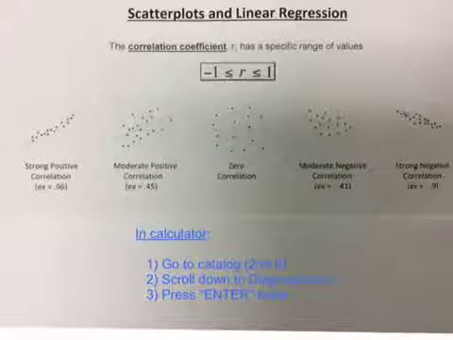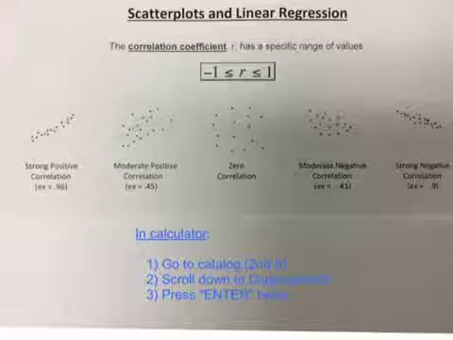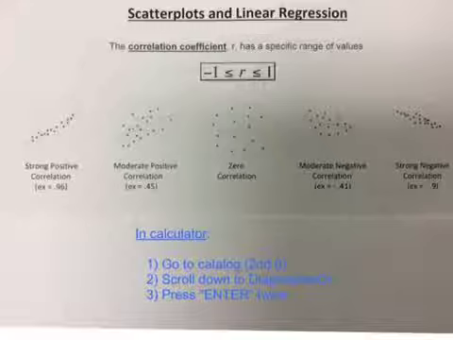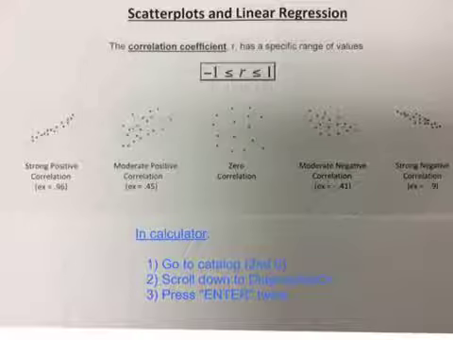Now, luckily, our calculators can help us to find the value of R, but we do have to set it up so that it's able to do that for us. So in your calculator, you want to go to the catalog, which you get to by pressing second 0. The catalog basically lists out every single thing your calculator is able to do for you.